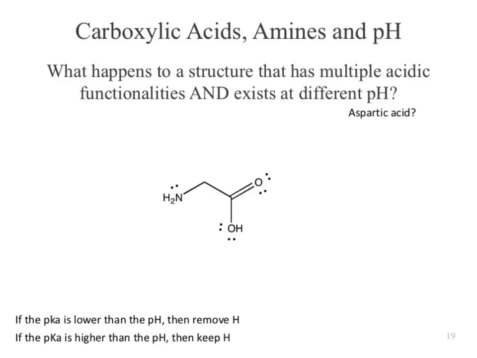The thing that you can use to kind of cheat your way through this is: if the pKa is lower than the pH, then remove the hydrogen. If the pKa is higher than the pH, then keep the hydrogen. This tends to work really well for the carboxylic acid. It doesn't work so well for the amine, because what most students will do with that amine is they say, well, if it says to remove the hydrogen, then I should end up with this structure.